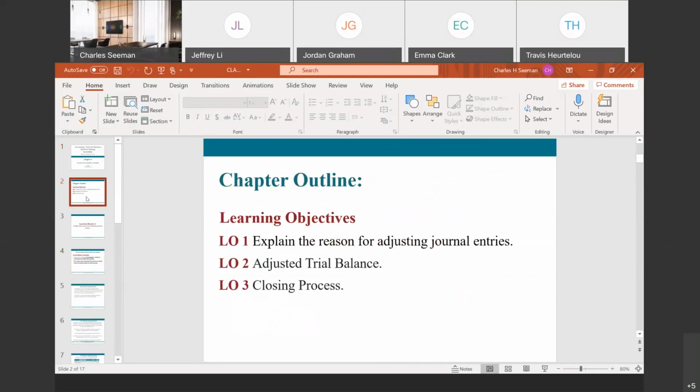The adjusted trial balance I'm going to talk about a little bit, but that's just like preparing an unadjusted trial balance. So what you're doing is you've got an unadjusted trial balance. Then you prepare these adjustments to get ready to prepare the financial statements. So the adjusted trial balance is making sure everything is accurate, and you're now ready to prepare the financial statements, which is where we're going to go next.